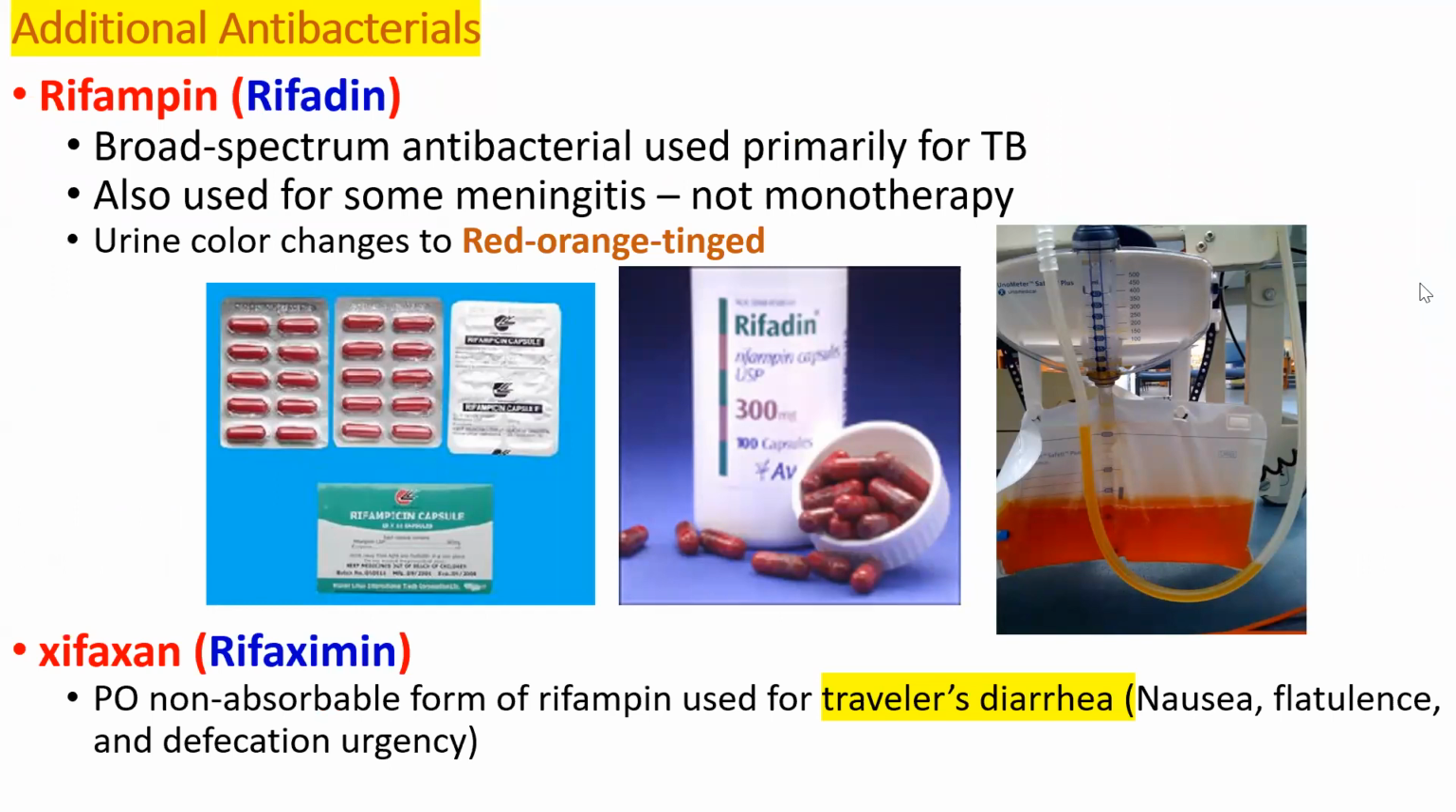Rifampin, we will revisit next in the fall under the TB, tuberculosis, medications. Rifampin is one of the main 4 drugs that treat patients with pulmonary TB. One of the known side effects of rifampin is that it changes the urine color to a red, orange-tinged color.